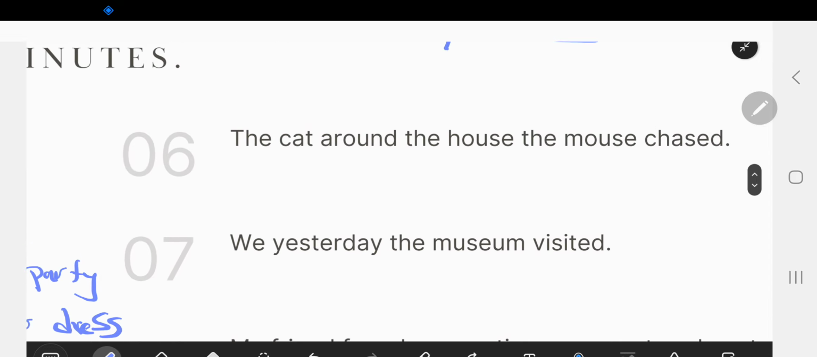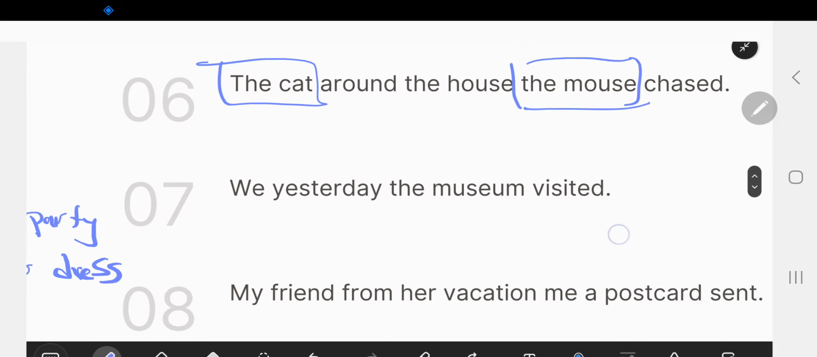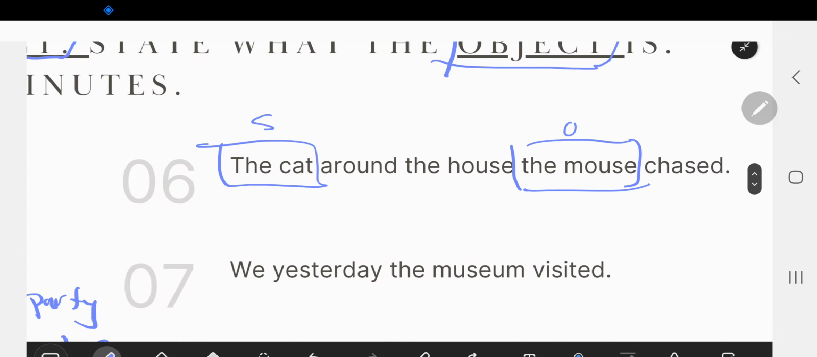And the cat around the house, the mouse chased. Translated into plain English, the cat chased the mouse around the house. The cat chased the mouse around the house. What is the subject? The cat. And what is the object? The mouse. Cat chased who? The mouse. That's the object, subject.